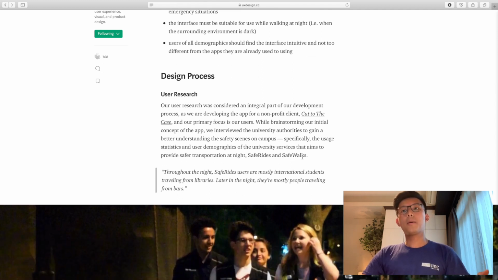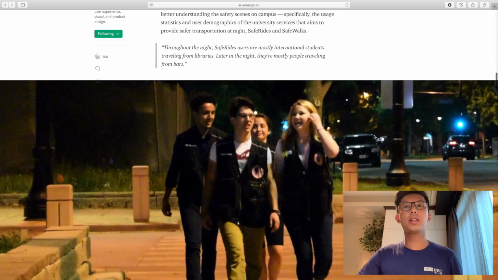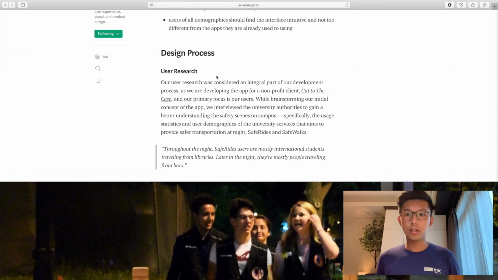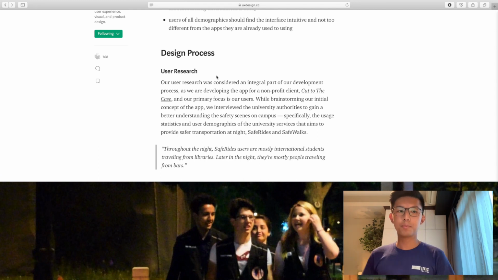The process first was user research. Now we know the problem and we have a potential solution. We want to do a sanity check, kind of. We want to validate the potential solutions that we came up with, and see if it's actually a workable solution. So that's where user research came in. We did a lot of interviews with potential users. Annie and I did a lot of user research.